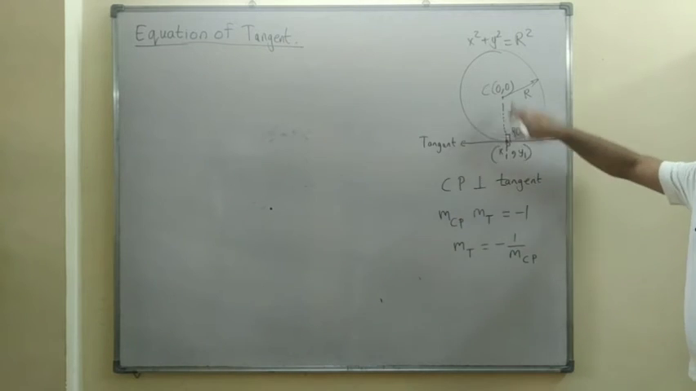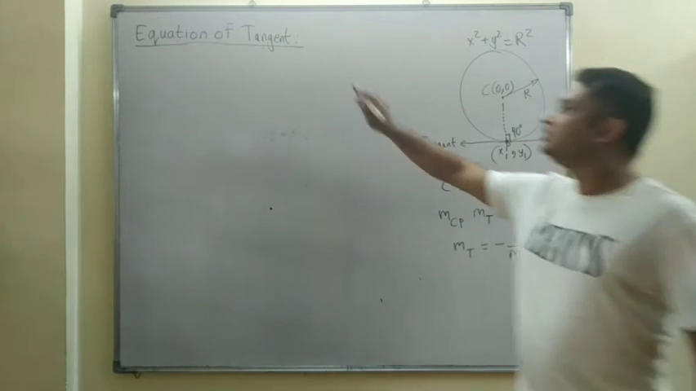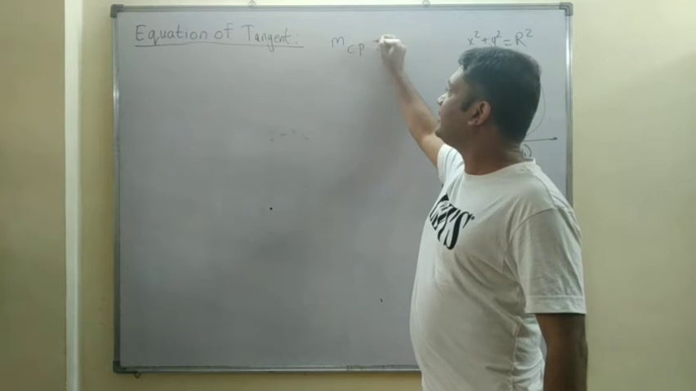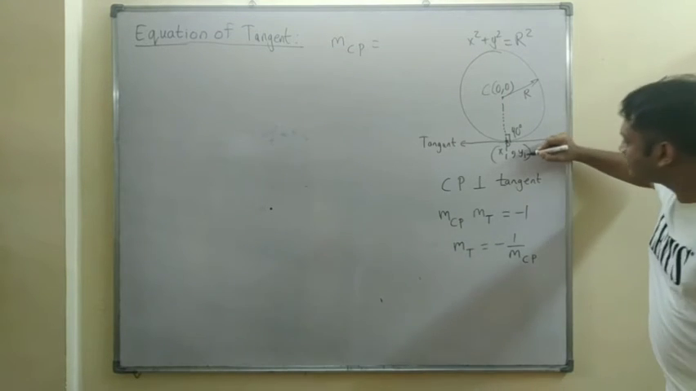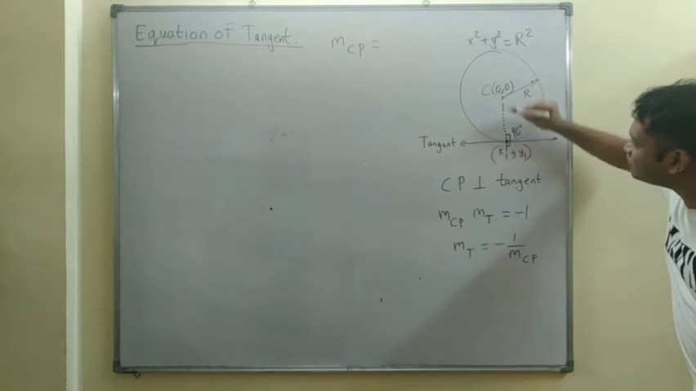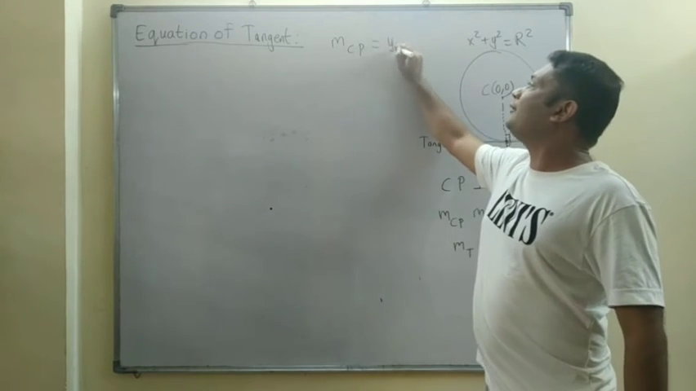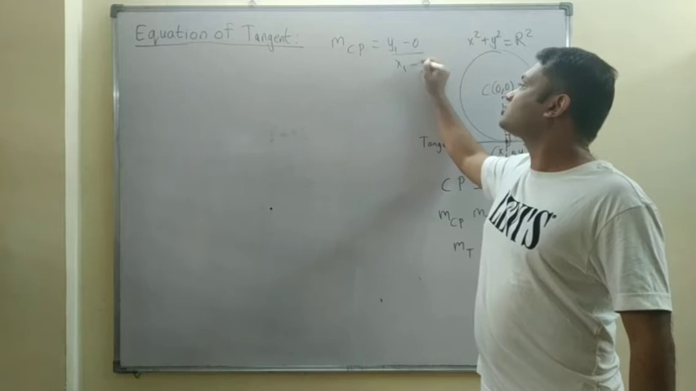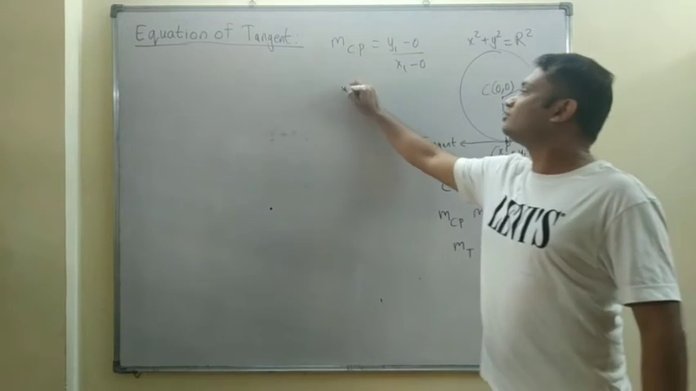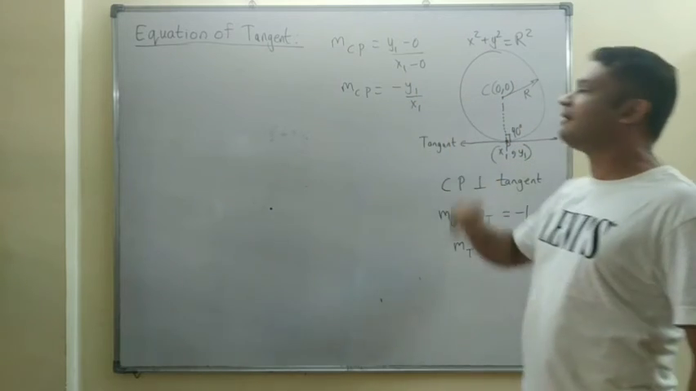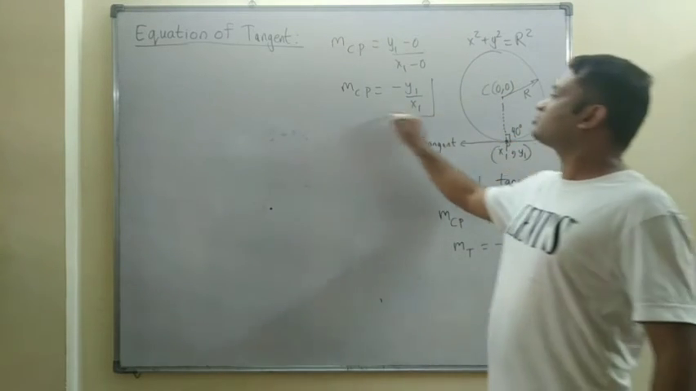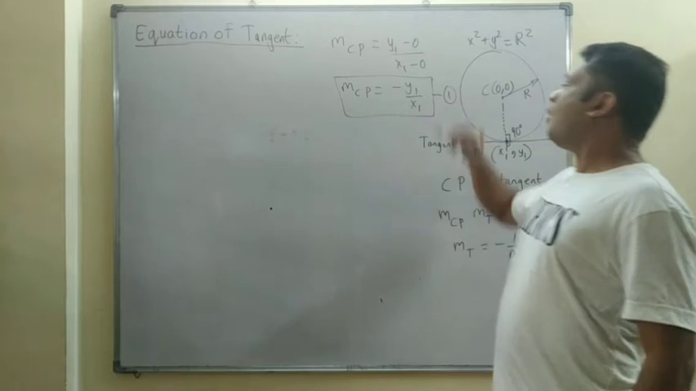Now what is slope of CP? First of all, let us find that. Slope of CP is nothing but (y minus y1) upon (x minus x1). So (y1 minus 0) upon (x1 minus 0), which gives the slope of CP as y1 upon x1. Let us call this equation number 1.